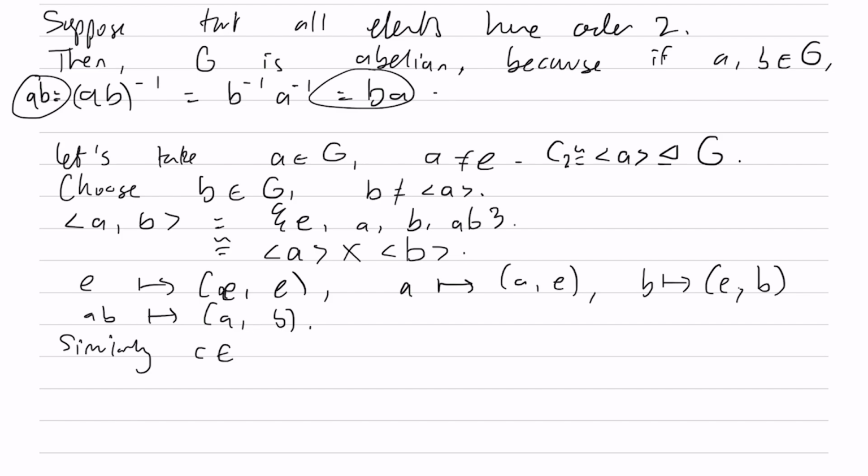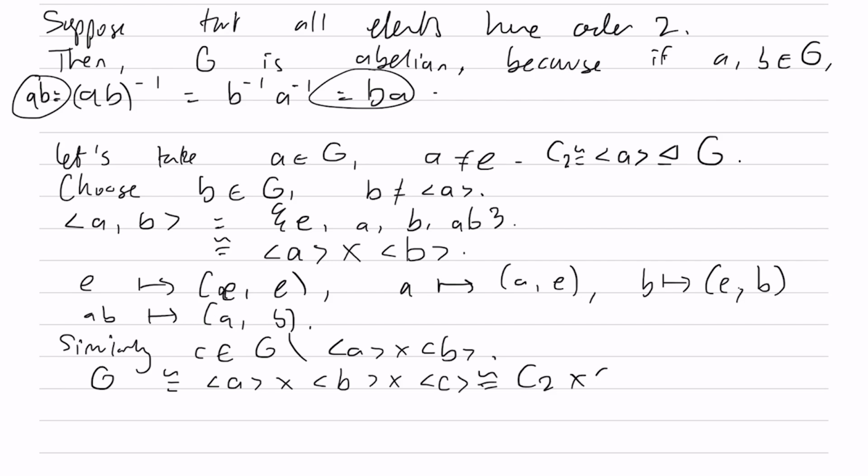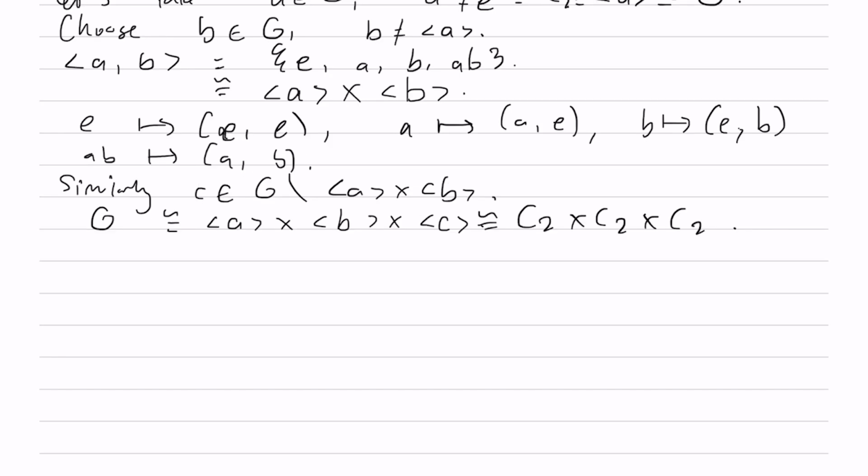So let's take C in the group, but not either of these. Now C is going to be an element of order 2. By similar logic, we get G is isomorphic to the product of the cyclic groups generated by A, B and C, which is just C2 cross C2 cross C2. This is the one that is also called the elementary abelian group.